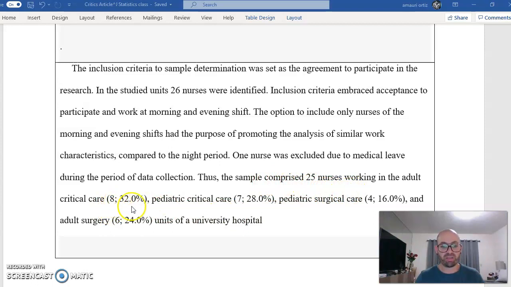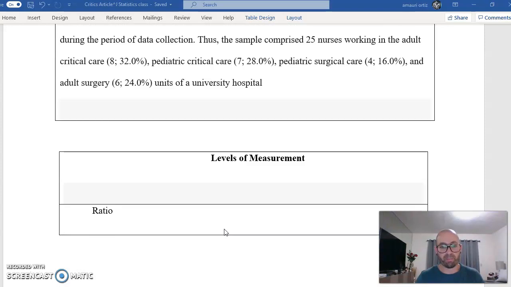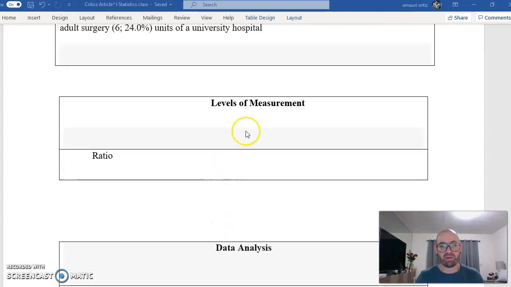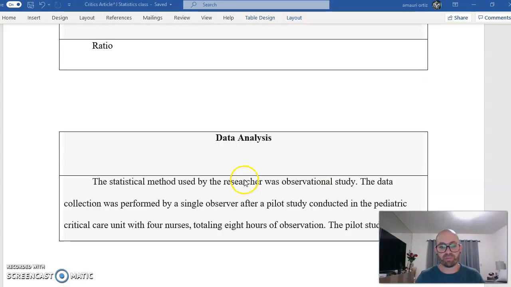Adult critical care, 8 nurses, 32.0%. Pediatric critical care, 7 nurses, 28%. Pediatric surgical care, 4 nurses, 16%. And adult surgery, 6 nurses, 24%. Unit of university hospital. The level of measurement is ratio.